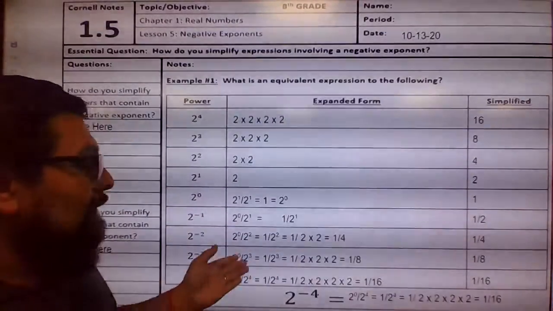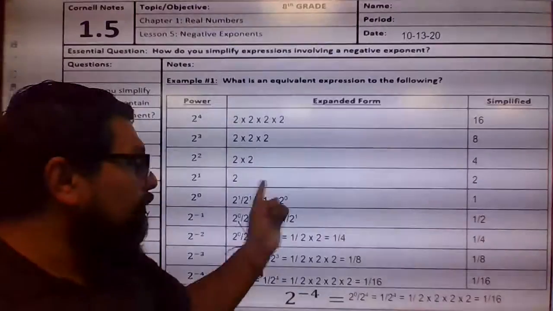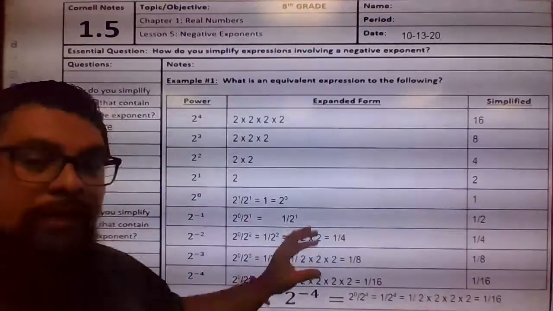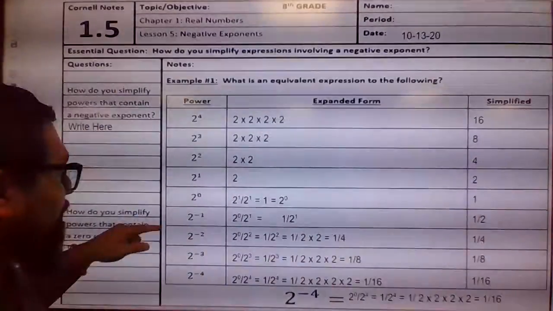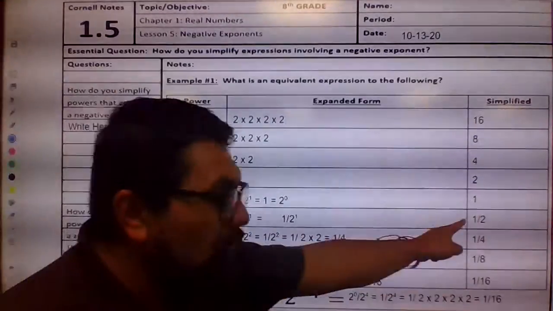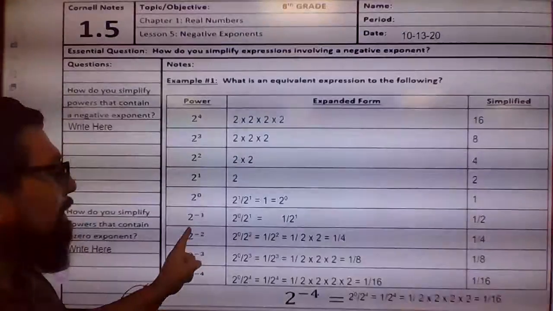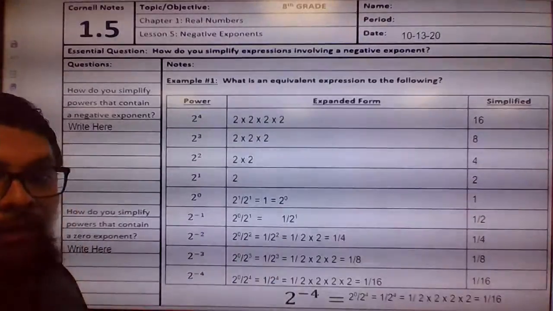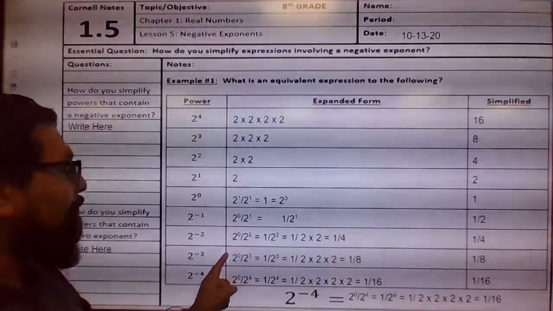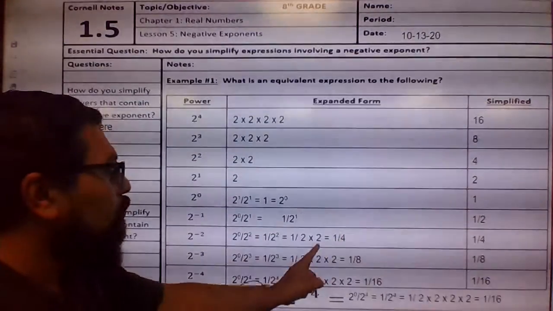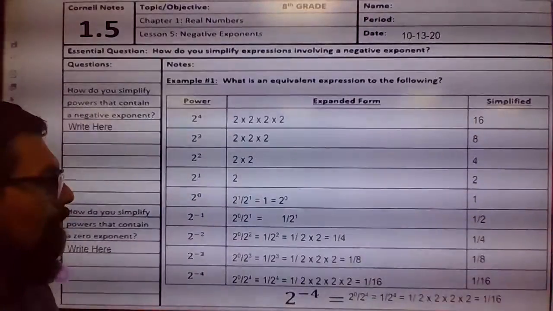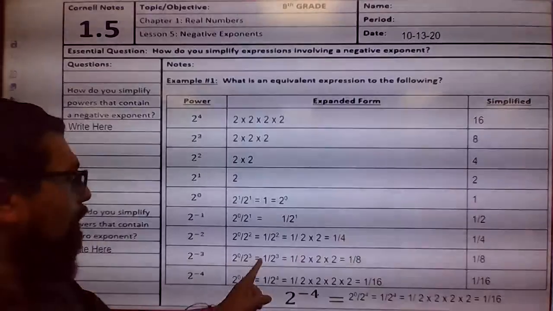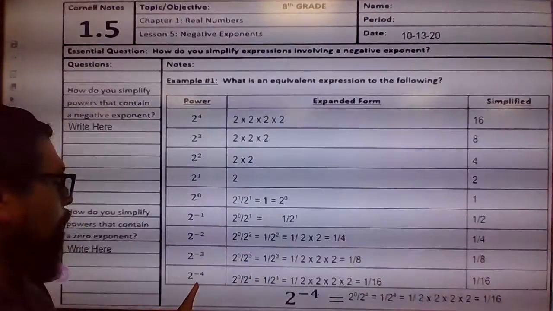Now, at the end of the day, you're not always going to do this. You're going to see today in example number 2 that we're not always going to be doing this. But we need to understand that 2 to the 0 is always 1, and 2 to the -1 is always 1 over 2 to the first. And 2 to the -2 is always 1 over 2 squared. That's what that means right here: 1 over 2 squared, 1 over 2 to the third, 1 over 2 to the fourth.